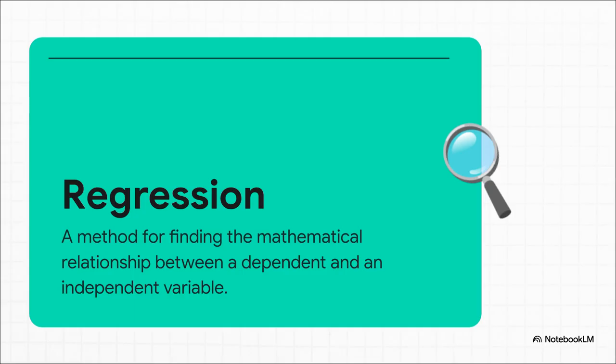For our puzzle, we're going to see if time, our independent variable, has an effect on sales, our dependent variable. And that is exactly what regression is. That's the textbook definition right there. It's just a fancy word for a method that helps us find a mathematical connection between something we want to predict, like our sales, and something we think is driving it, like time.